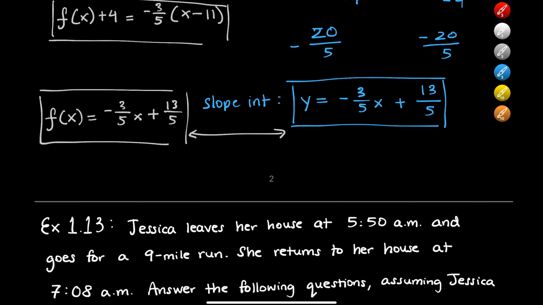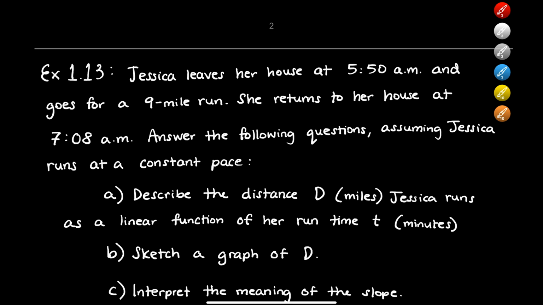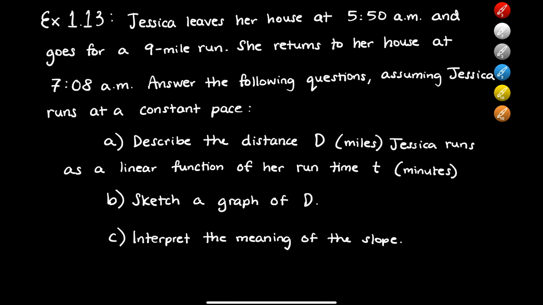Now let's look at example problem 1.13, which is a word problem. So it says Jessica leaves her house at 5:50 a.m. and goes for a 9-mile run. She returns to her house at 7:08 a.m. Answer the following questions, assuming Jessica runs at a constant pace. So before even looking at the questions, we have three pieces of evidence. She starts her run at 5:50 a.m., ends it at 7:08 a.m., and it was a 9-mile run.